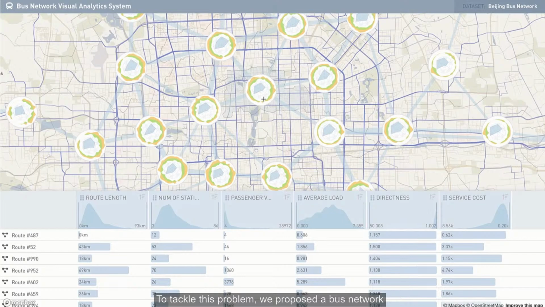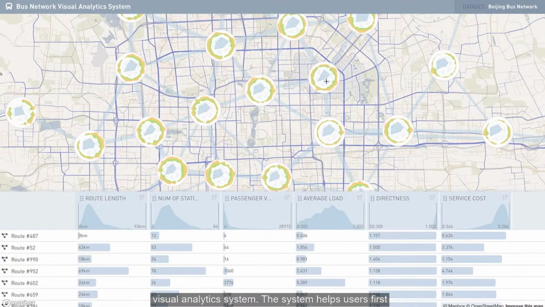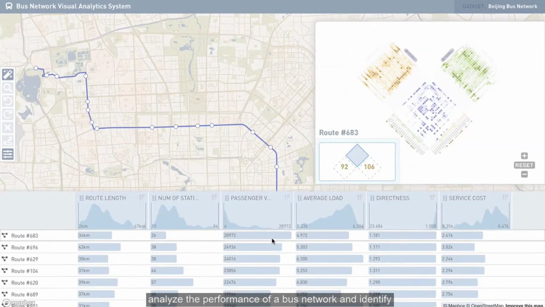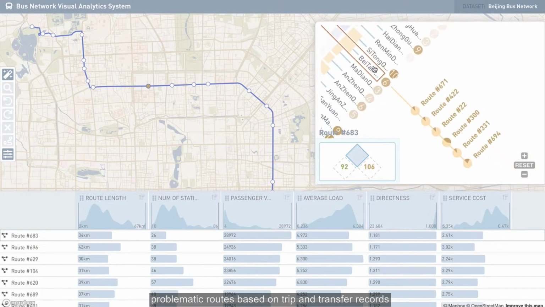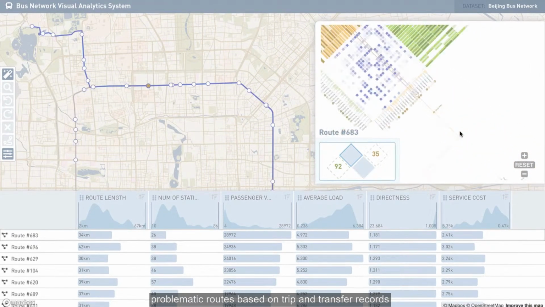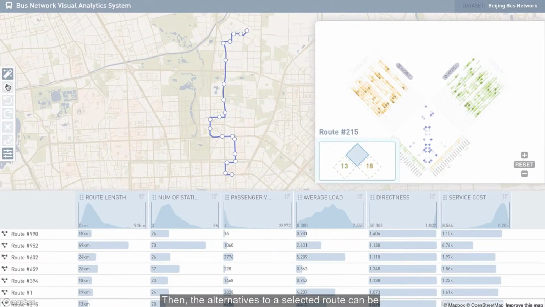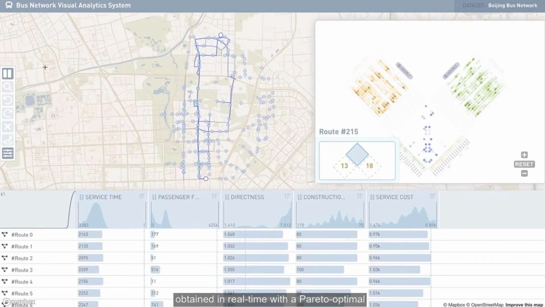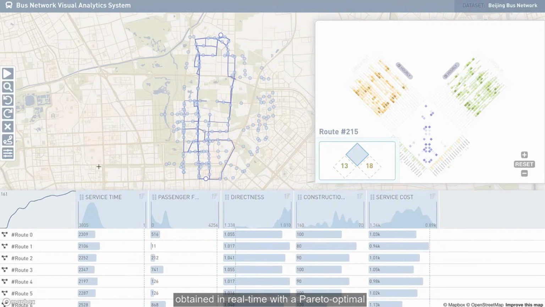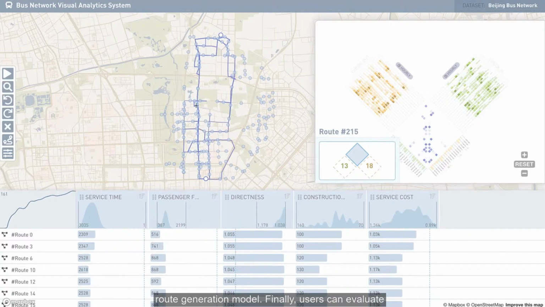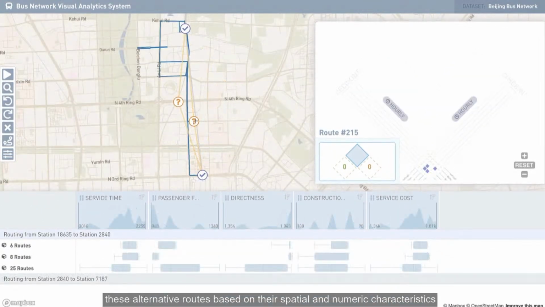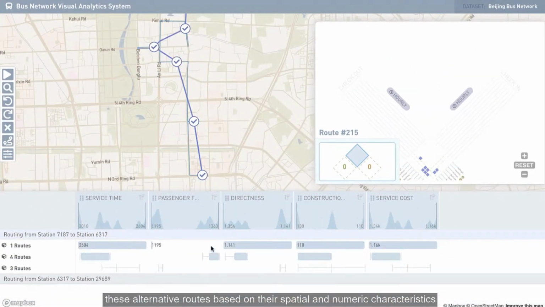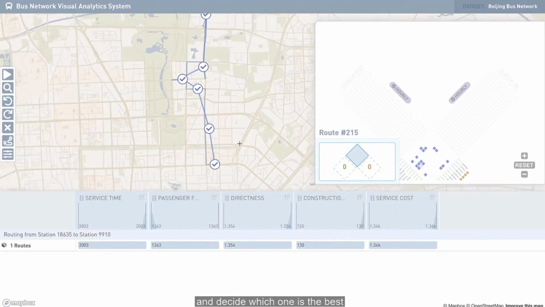To tackle this problem, we propose a bus network visual analytics system. The system helps users first analyze the performance of a bus network and identify problematic routes based on trip and transfer records. Then, the alternative routes to a selected route can be obtained in real time with a Pareto-optimal route generation model. Finally, users can evaluate these alternative routes based on their spatial and numeric characteristics and decide which one is the best.